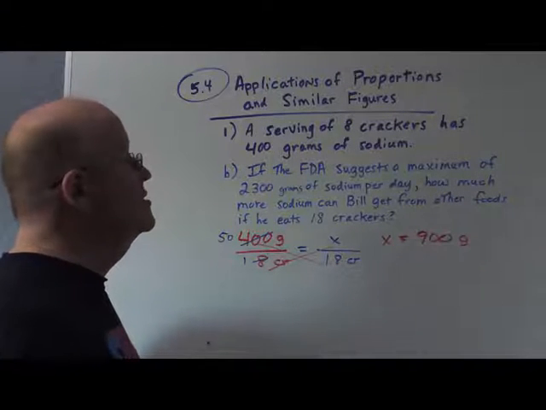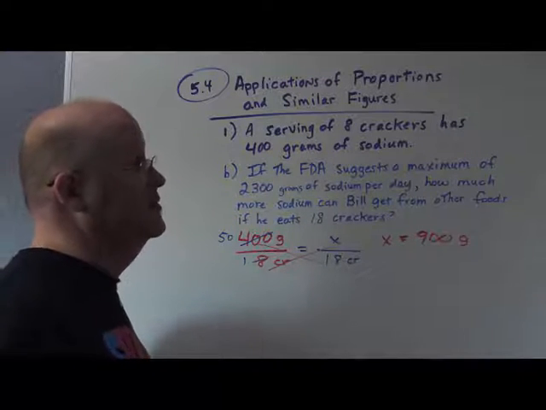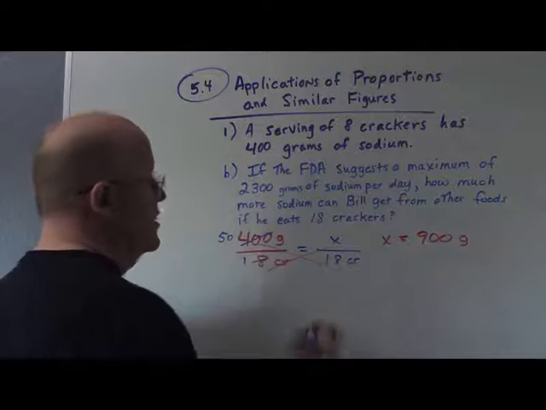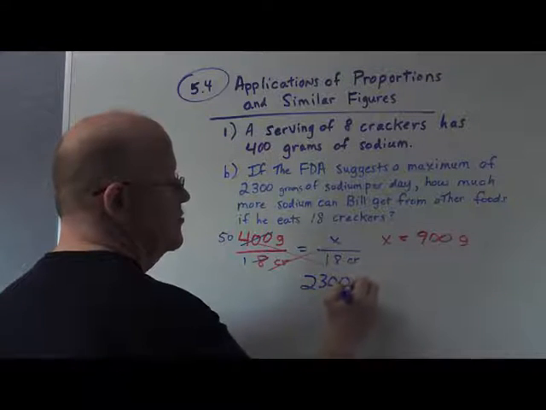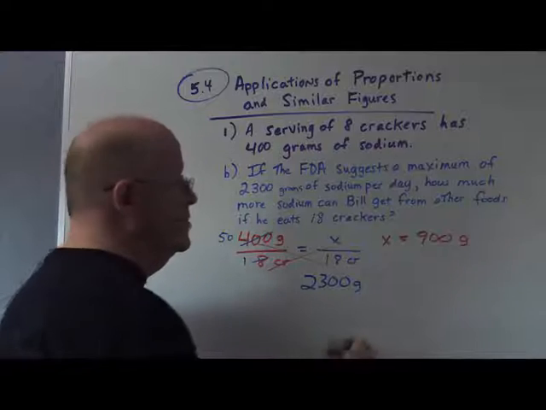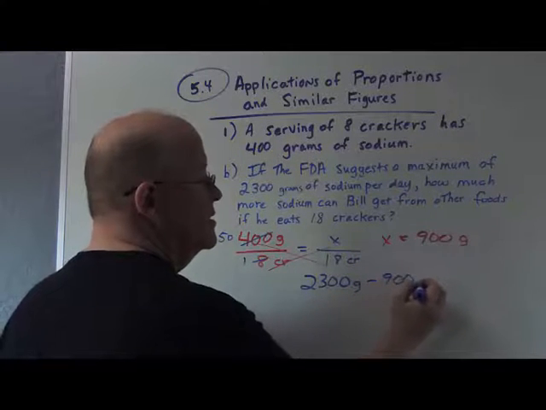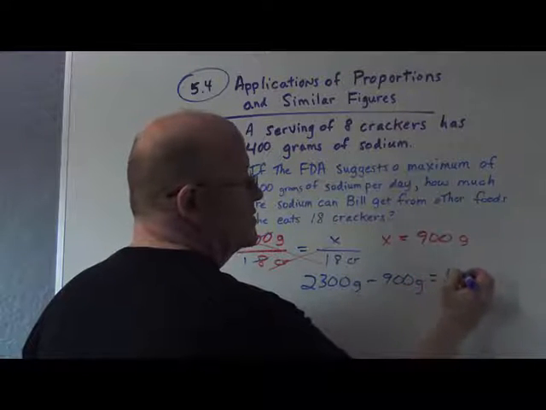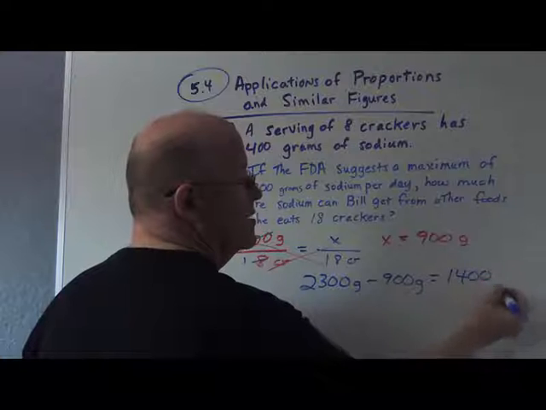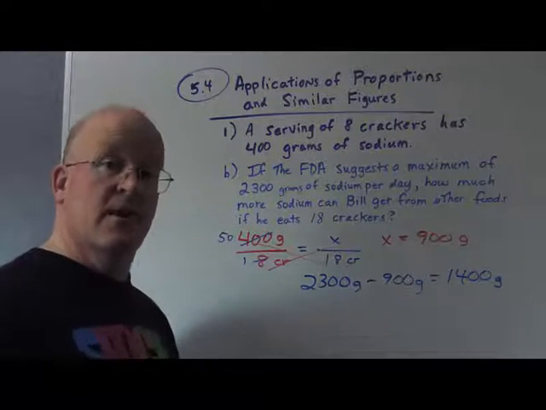The question then becomes, how much more sodium can Bill consume from other foods if he's had these 18 crackers already? So we will begin with the 2,300 grams that he is allowed per day according to the FDA and subtract off the 900 grams that he's consumed already and find out that he has 1,400 grams of sodium that he can consume from other sources.